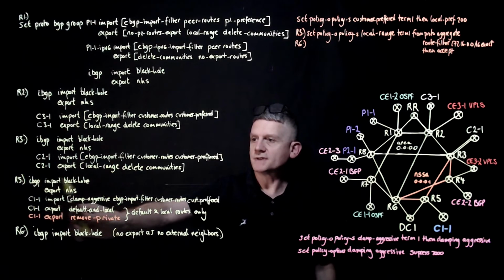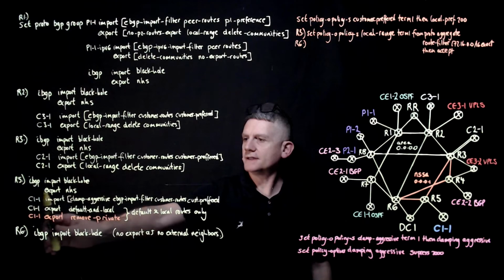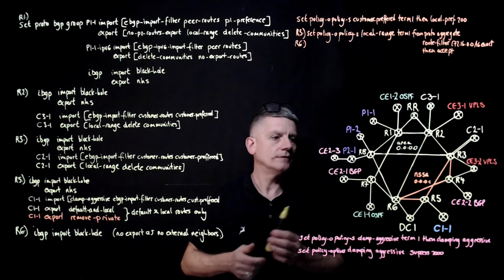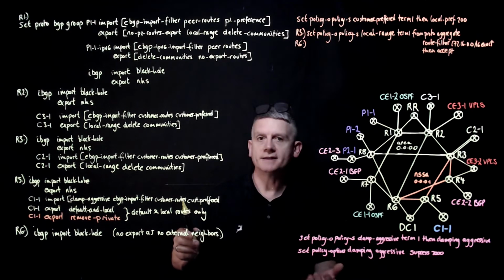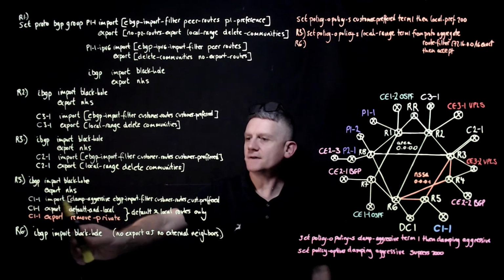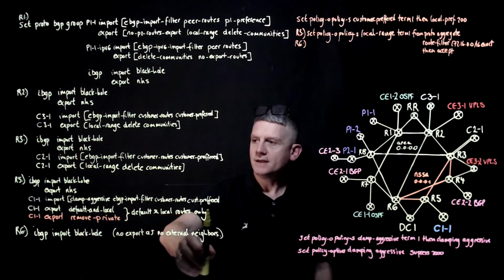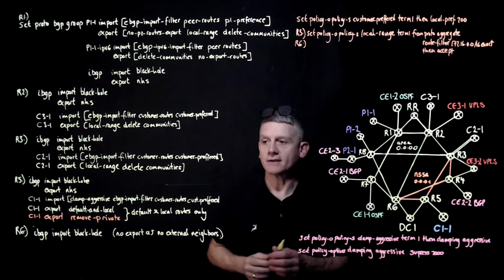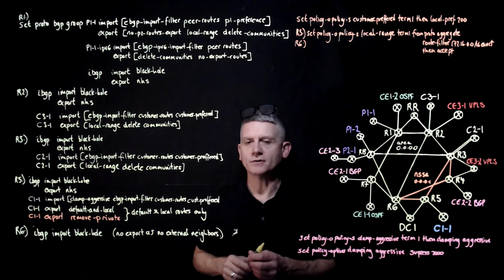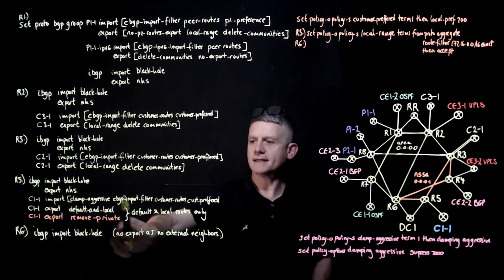On the iBGP, we're importing the black hole, we're exporting the NHS. And on the C1.1, which is this customer down here, we've got two differences from the other two customers. The first one is we have this extra policy here called damp aggressive. And then also, customer 1.1 really has a different type of routing. They only want the default and the local. So we'll come to that in a moment. Let's start with this damp aggressive.